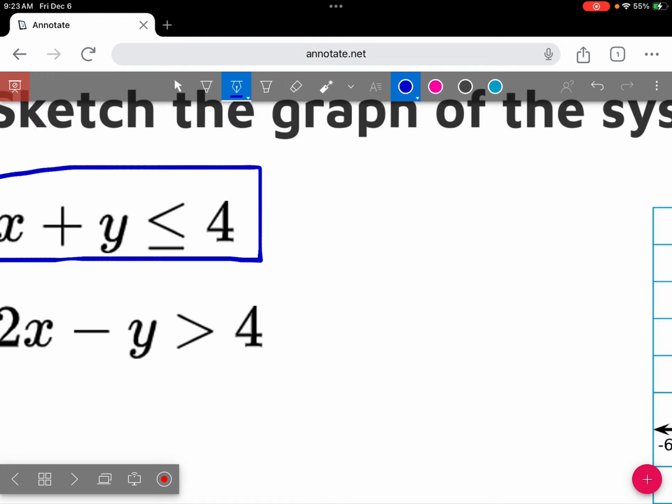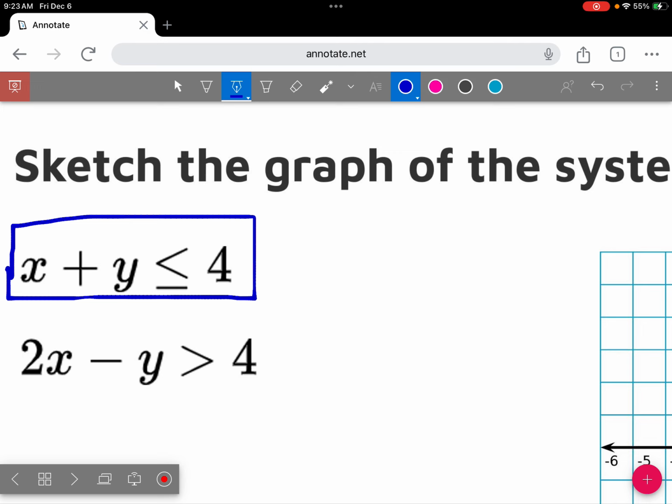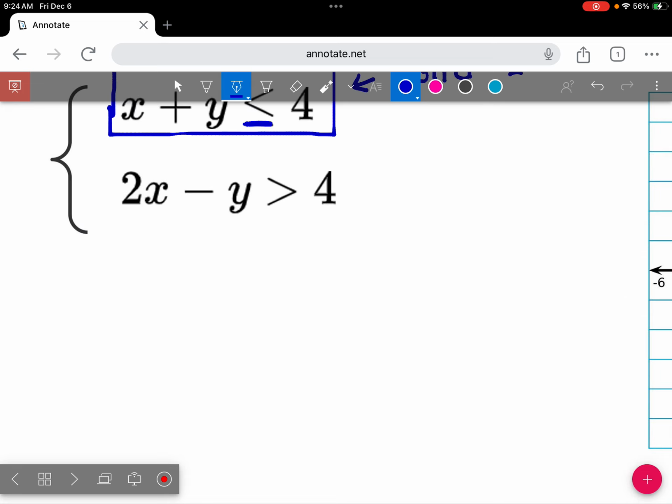So first thing we need to remember is, are we going to do a solid line or a dotted line? How do we know it's going to be a solid line? It has the equals to. If it has the equals to, we do a regular normal line. If it does not have the equals to, that's when we do a dotted line, kind of like an asymptote. So what we're going to graph as our line is just x plus y equals 4.